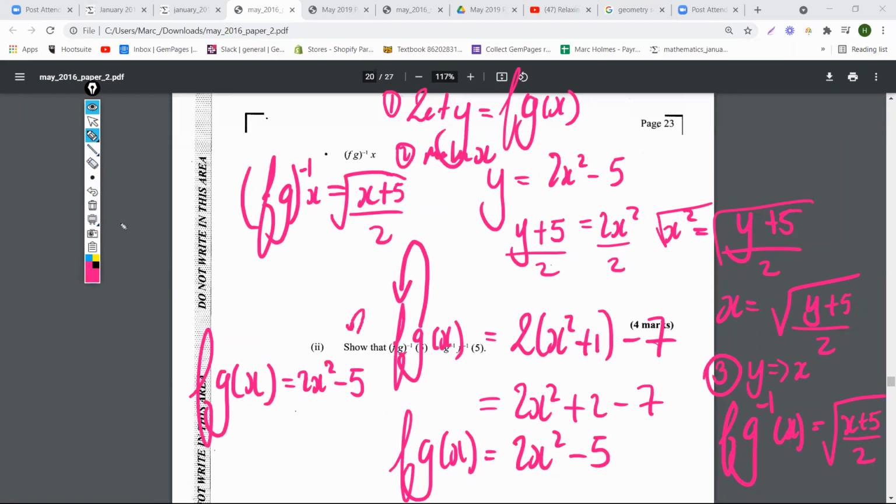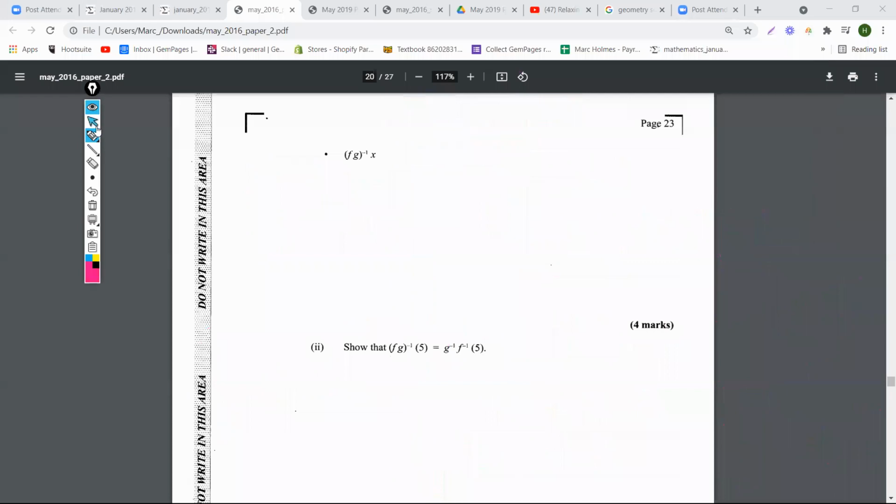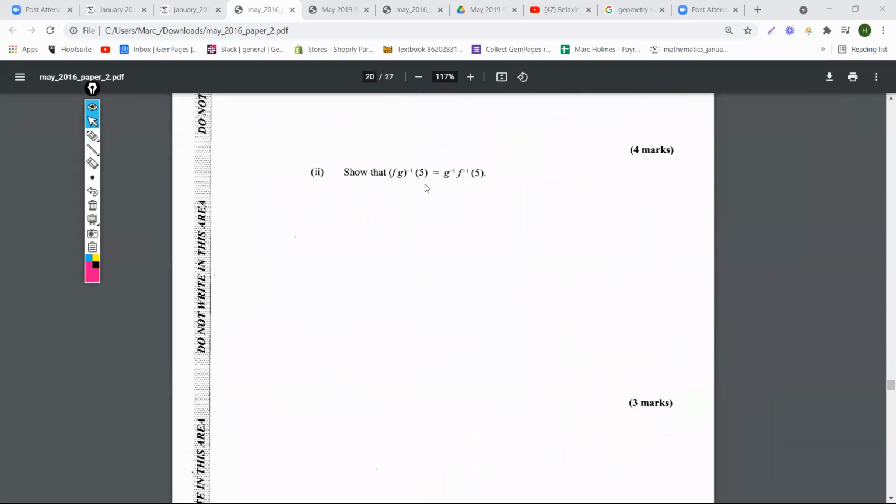So the last thing to do, it says here, show that (fg) to the negative 1 of 5 is equal to g to the negative 1 of f to the negative 1 of 5. So this is an interesting question. But remember, we just found (fg) to the negative 1 of x a while ago, and I think it should be equal to the square root of (x plus 5) over 2. Am I right? I think that's what we just got for it.